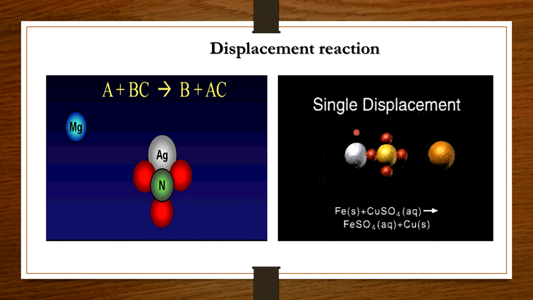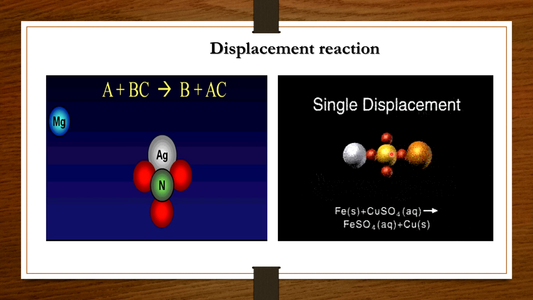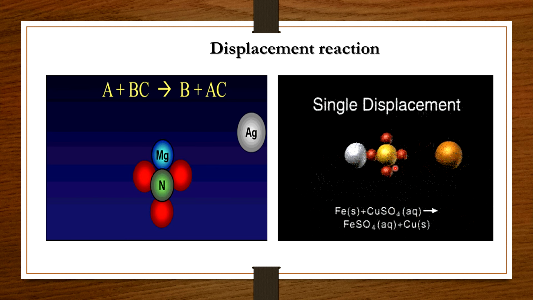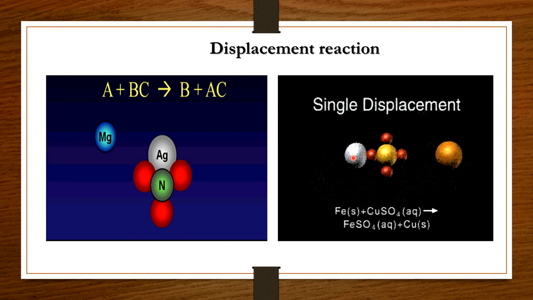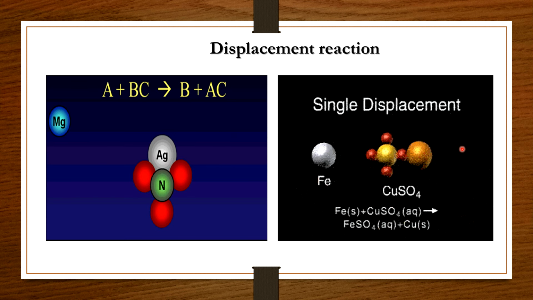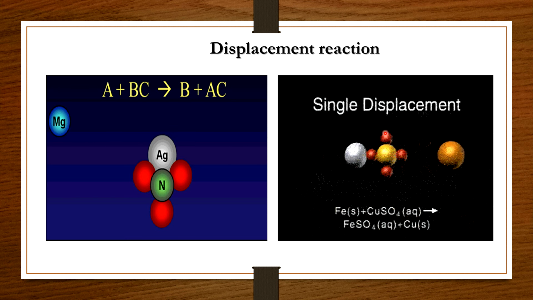Okay, again another example here. Suppose this is Fe, that means iron in solid state, and this is a copper SO4 group, sulfate group. Okay, Fe plus CuSO4, copper sulfate, aqueous solution in water. So what will happen? This iron is more reactive than this copper. So this iron displaces this copper and it will form FeSO4, ferrous sulfate, aqueous solution, plus copper. So this type of reaction is called a single displacement reaction.